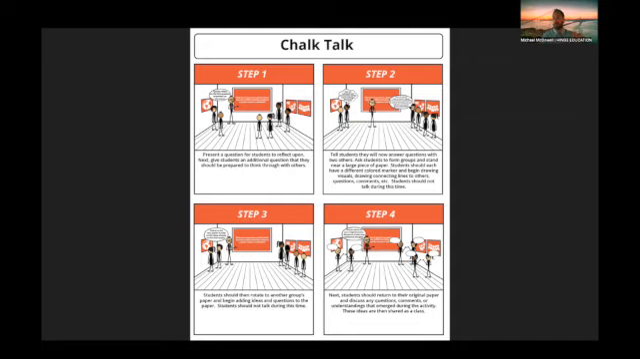Or you could even do it in your plan for implementation, getting ready for a presentation. This could also be for your presentation. I think there's a lot of ways that you could use Chalk Talk. Love this one to use with students.